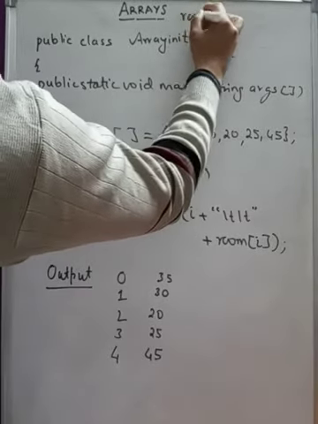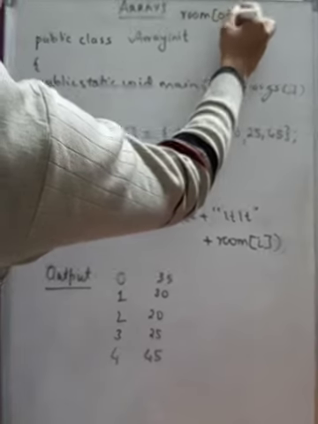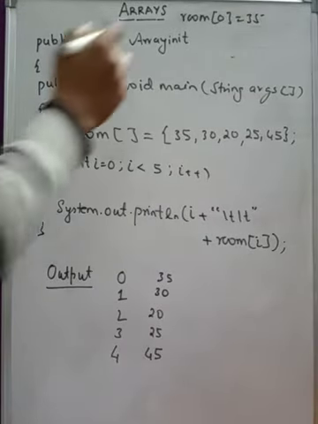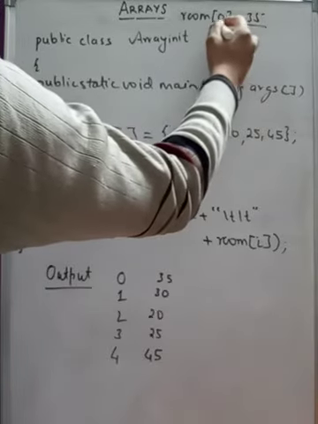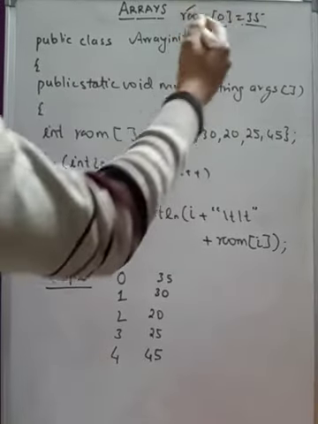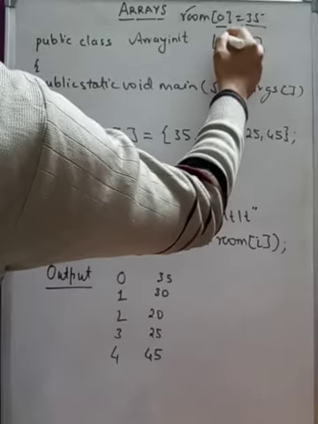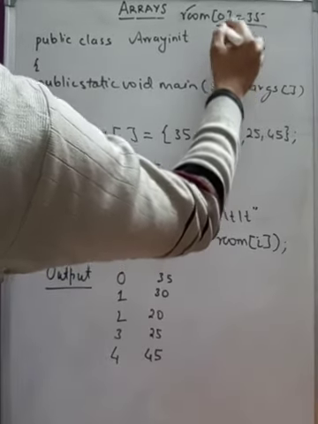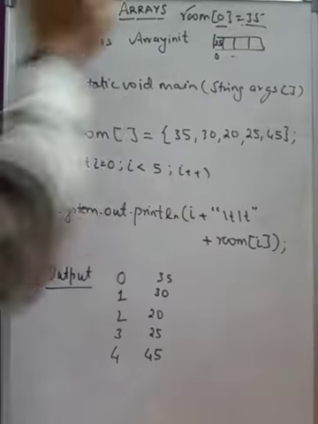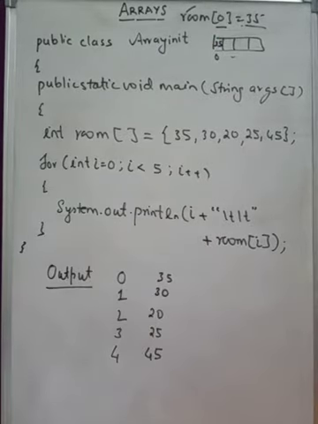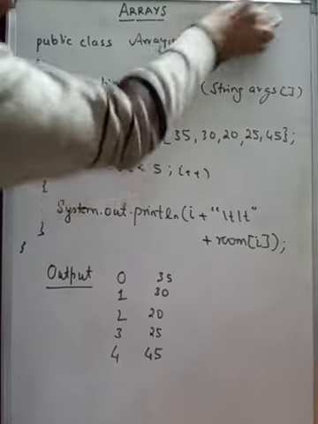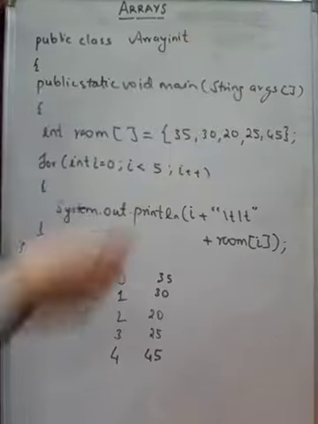array. Like if we have written room[0] is equal to 35, that means we are directly assigning the value 35 on the index number 0 in this array, room. So if it is on the 0th index, the value 35 will get stored like this.